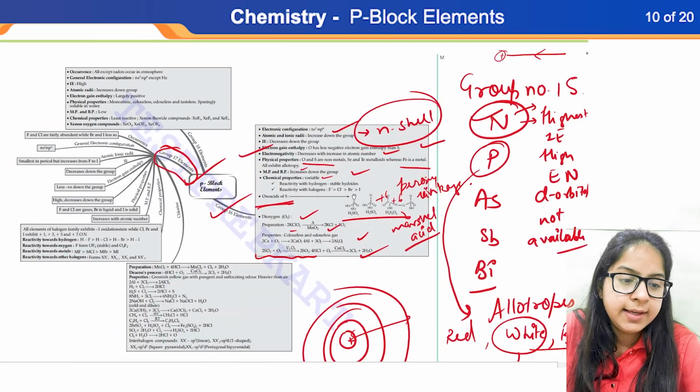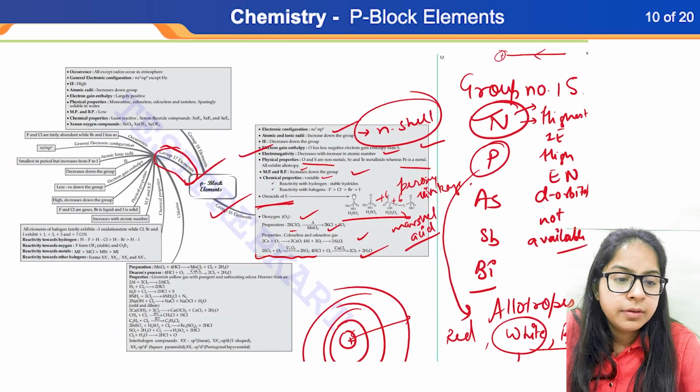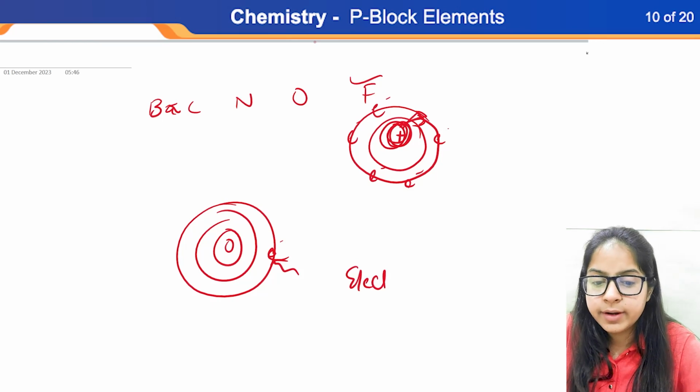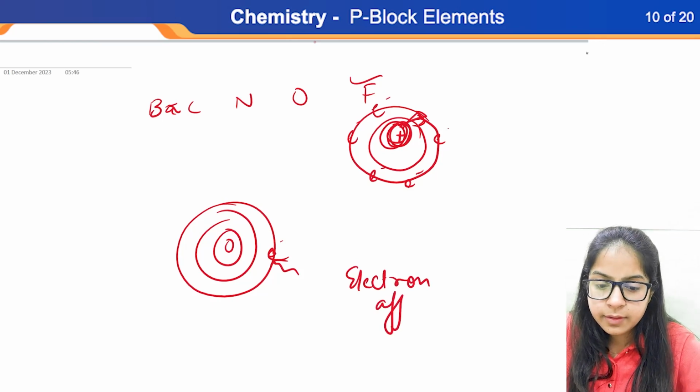Next one is electron gain enthalpy. Group 17 has less negative electron gain enthalpy down the group. Now the electron affinity trend. Electron affinity.